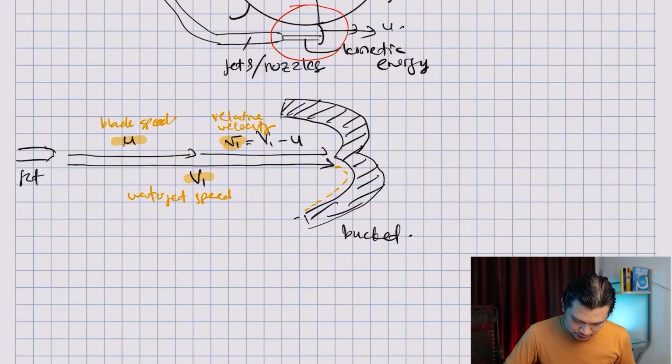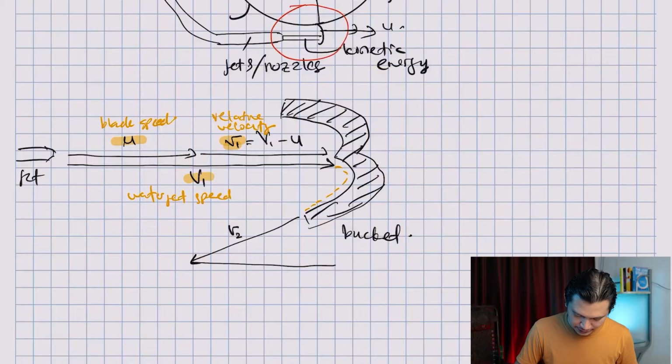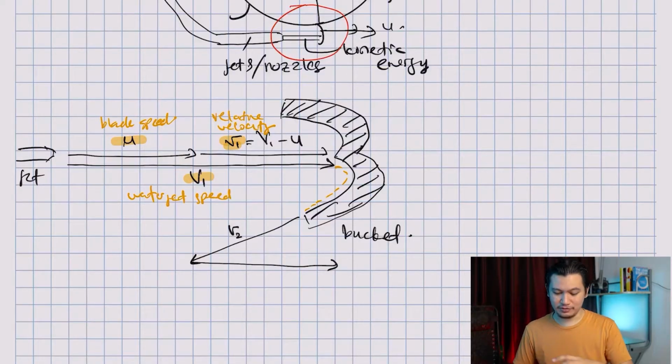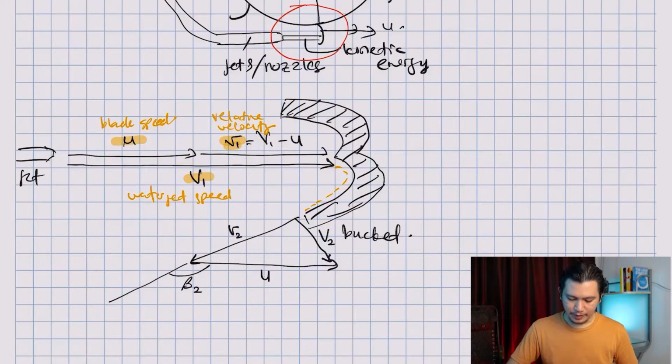And this angle, let me draw it here. So this will be your small v2. 2 is exit, and small v2 is the relative velocity at exit. U is still to the right hand side, because the bucket is still moving to the right. So this is your U. When we have U and we have v2, what's left is just capital V2. And we have an angle here that is called beta 2, and beta 2 is called the deflection angle.